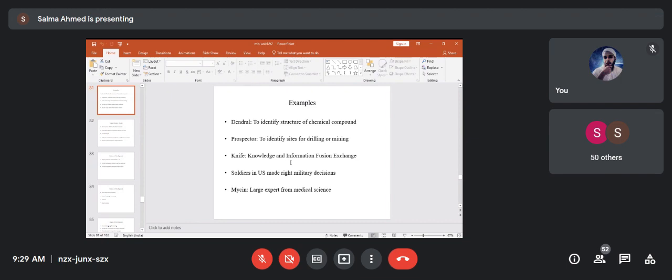KNIFE has been used in the military services, which is Knowledge and Information Fusion Exchange. It is used by soldiers in the US to make the right military decisions, to decide how many soldiers I need to send to the northwest direction. When so many soldiers are going, how much arms and ammunition, how much food, water, etc. needs to be sent in that direction. And MYCIN, which is a large expert system from medical science.